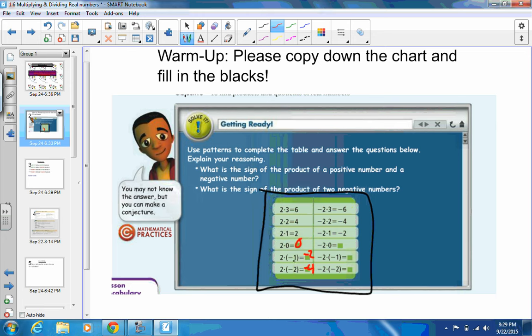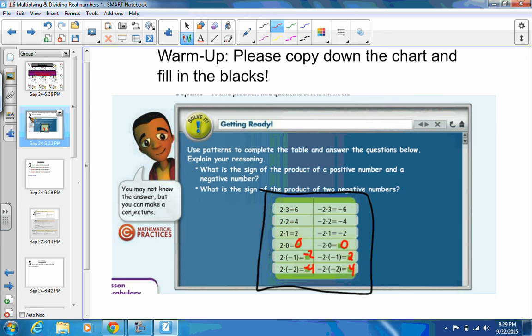Okay? Now we're going to start off with the top right, where we have a negative 2 times a positive 3. That is negative 6. Negative 2 times positive 2 is negative 4. Times positive 1 is negative 2. Times 0 would be 0. Keeping with that pattern, we should have positive 2 and positive 4. And those would be correct here.